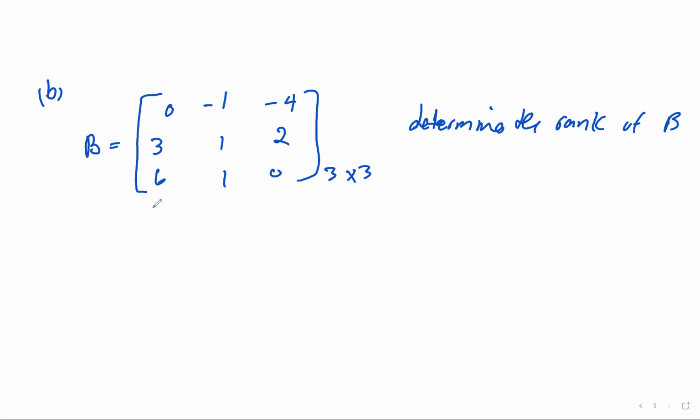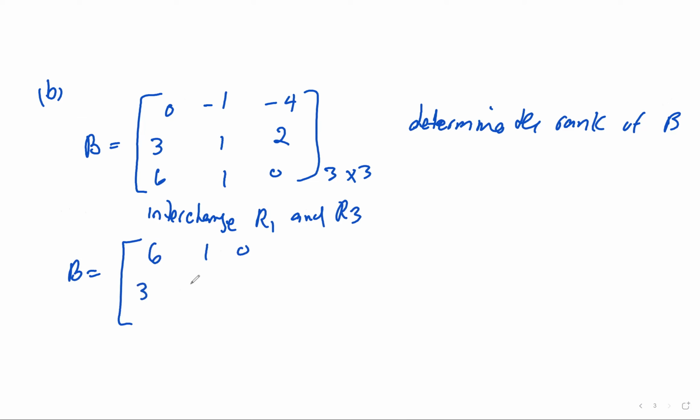Interchange row 1 and row 3. So matrix B becomes, we're going to bring 6, 1, 0, 3, 1, 2, and then we're going to bring row 1: 0, -1, -4. So we need this to be 1.